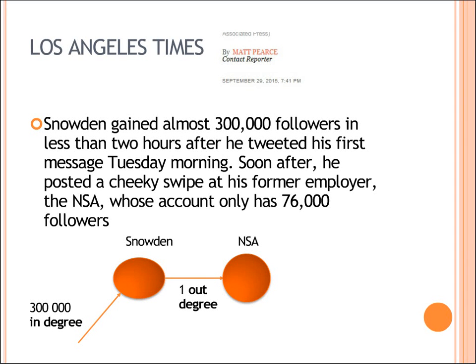The example on this page is what happened when Edward Snowden started his Twitter account. After 2 hours, he had 300,000 followers, so the in degree was 300,000, and he was following the NSA. And so all of a sudden, the NSA, who had only 76,000 followers at the time, gained, if you like, through Snowden, another 300,000 followers.